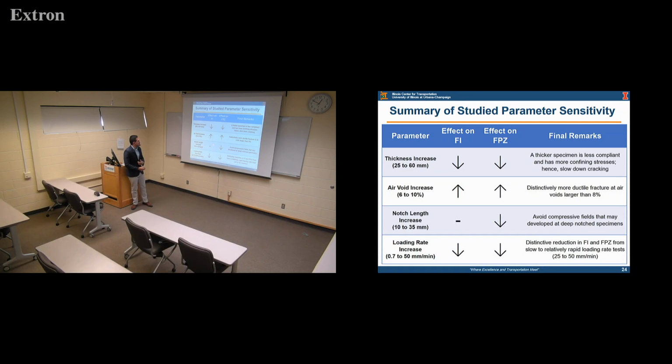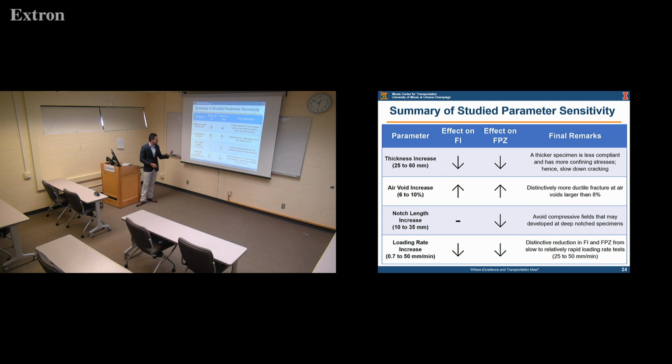In the case of the notch length, the effect on the FI was minimal. Why? Because we saw that both of the parameters, the slope and the fracture energy, decreased hand in hand. So there was not a significant effect on the FI. However, there was an effect on the fracture process zone, and it was because of the interaction of the compressive stress and the tensile stress that we call the fracture process zone in this study.